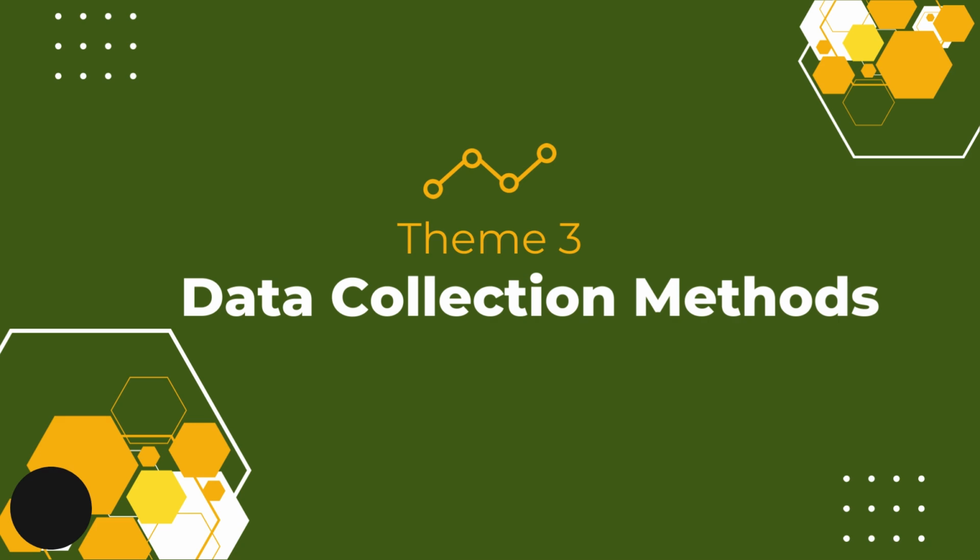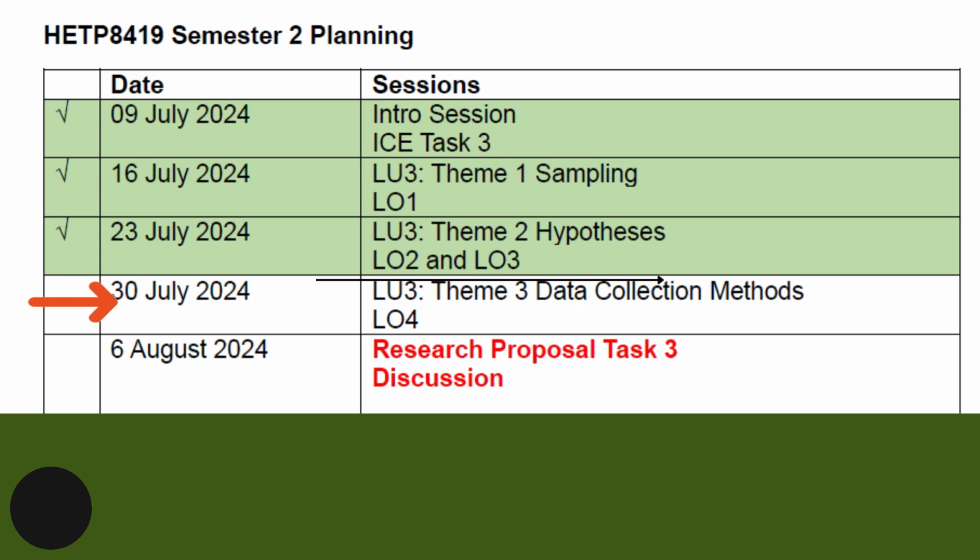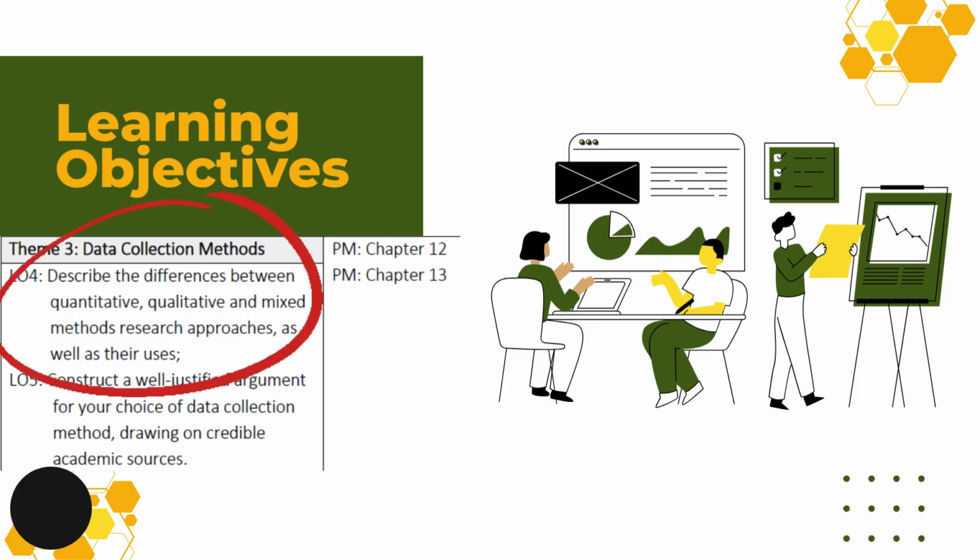This particular session will cover data collection methods, theme 3, and we are busy with learning unit 3. This is the content that should have been covered on the 30th of July, and it will be split into two recordings. The reason for this is the learning objectives ask us to describe the differences between quantitative, qualitative, and mixed method research approaches, as well as their uses.